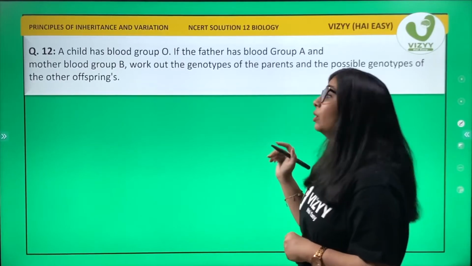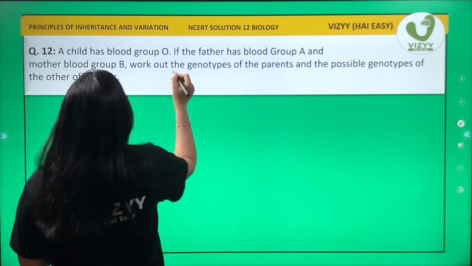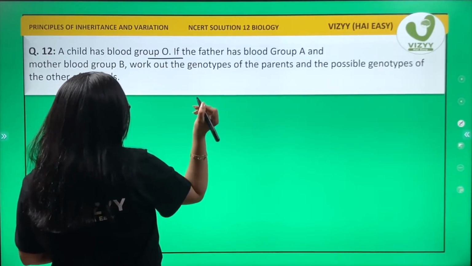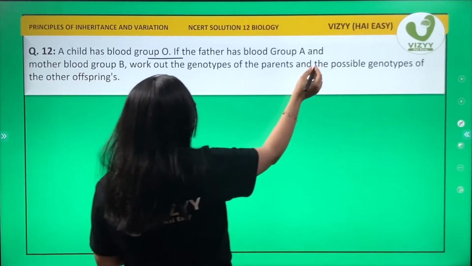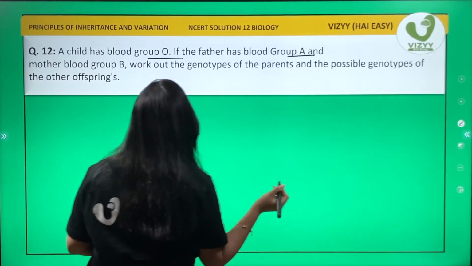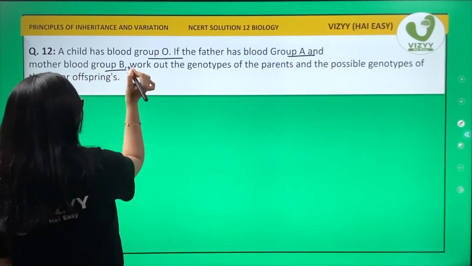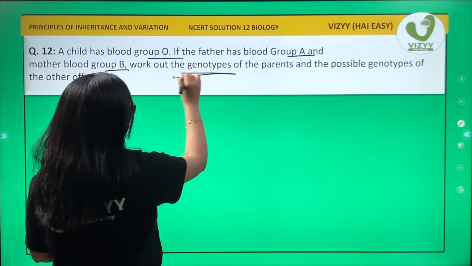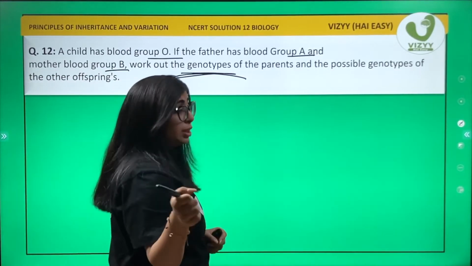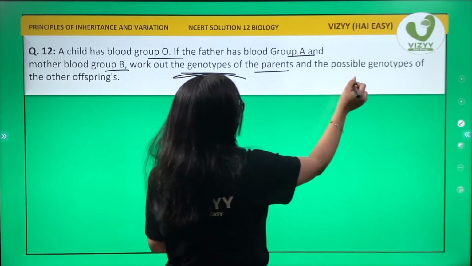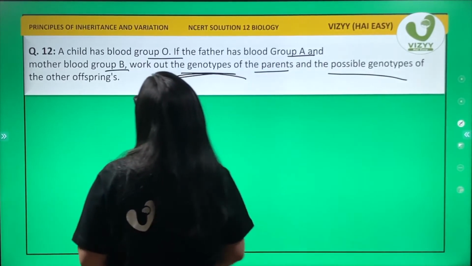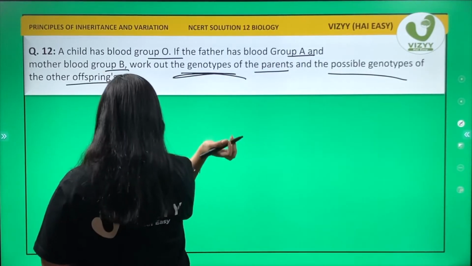Question 12. A child has blood group O. If the father has blood group A and mother is blood group B, work out the genotype of the parents and possible genotypes of the other offspring.